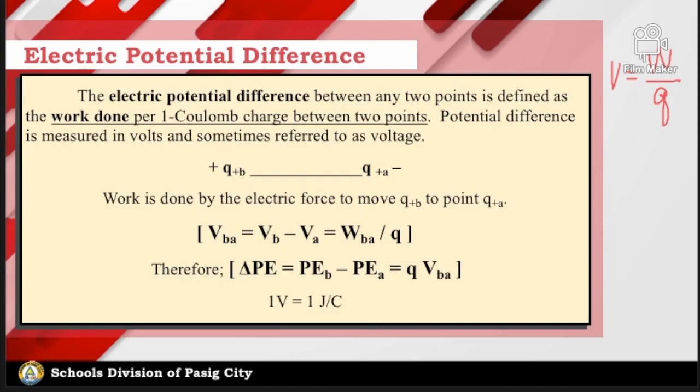Work is done by the electric force to move a charge from point B to point A. Therefore, we can say that the electric potential difference is equal to the potential at point B minus the potential at point A. Or, we can simply write that as the electric potential V_BA is equal to the work done W_BA all over Q.